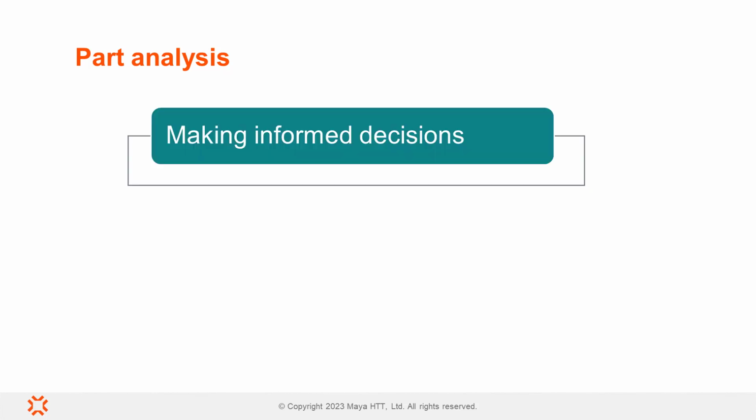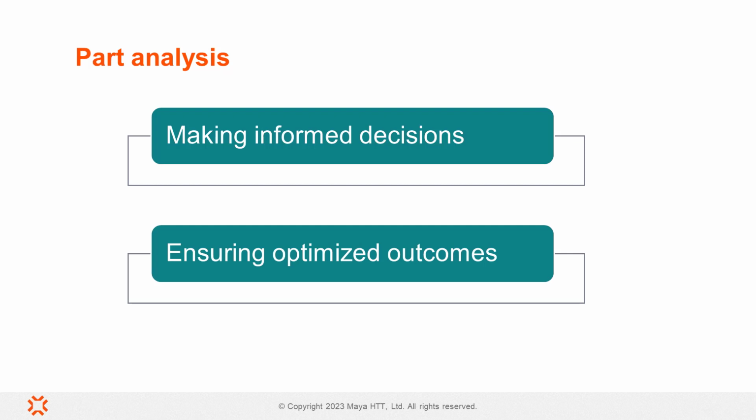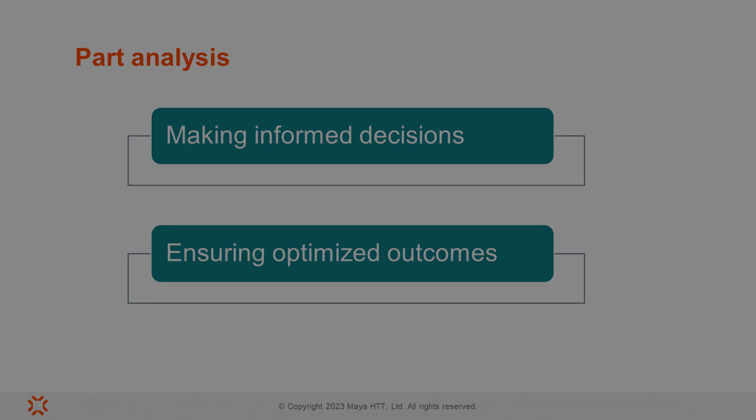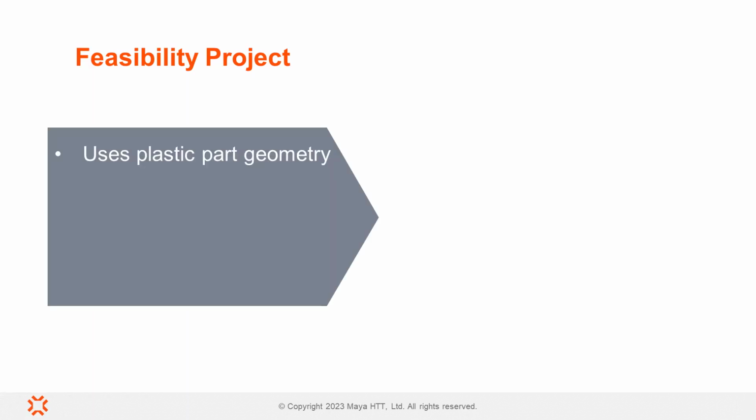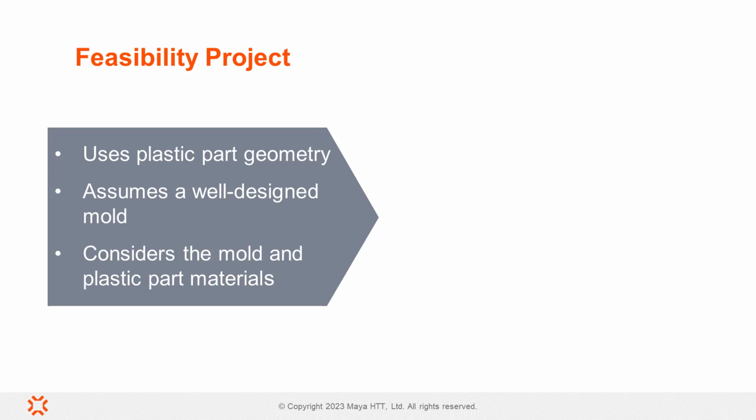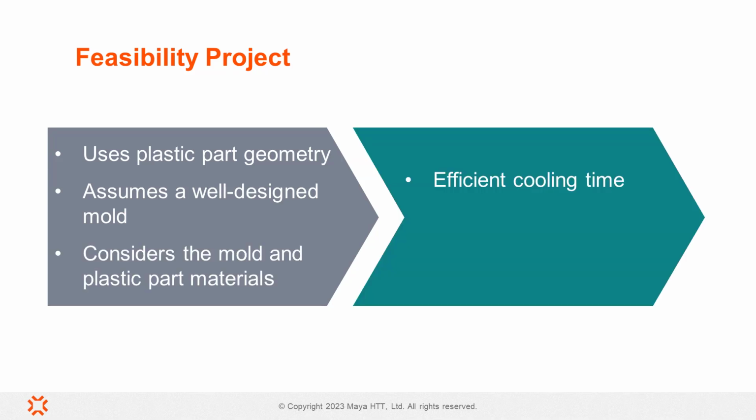In the plastic injection industry, conducting a part analysis is a fundamental step to make informed decisions and ensure optimized outcomes during the quoting process before designing the mold. The feasibility project uses the plastic part's geometry, assumes a well-designed mold, and considers your mold and plastic part materials to determine an efficient cooling time and temperature distribution for your plastic part.